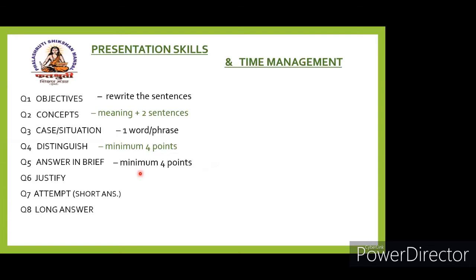Okay, then comes the next question, justify. Again, my logic remains the same. We want minimum 4, but I would advise you all to write at least 5 here, at least 5, and see how it improves your scoring.